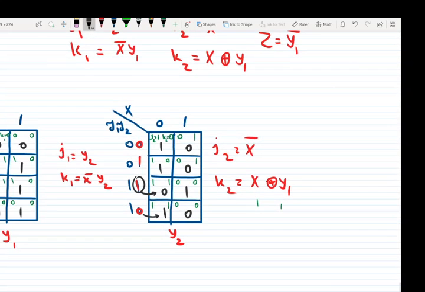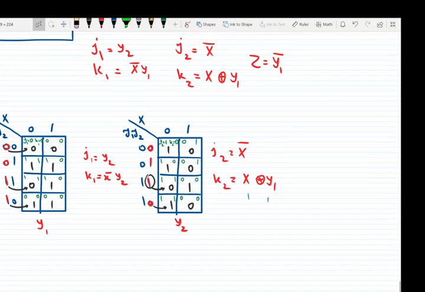Let's move to the third table, which is the output. So let's just paste the table here.